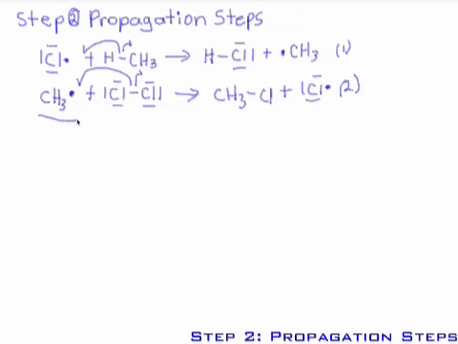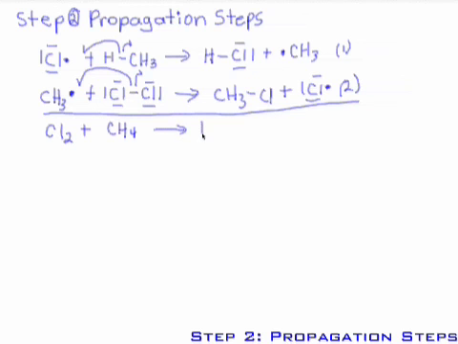If I add up these reactions in the propagation step, the Cl dot on each side of the equation will cancel. The methyl dots on each side of the equation cancel. And what I end up with is Cl2 plus CH4 goes to HCl plus methyl chloride.